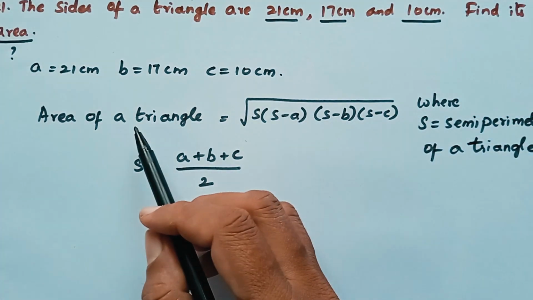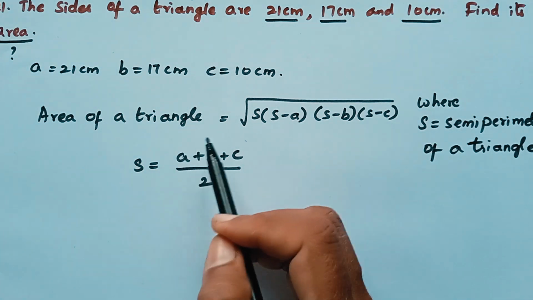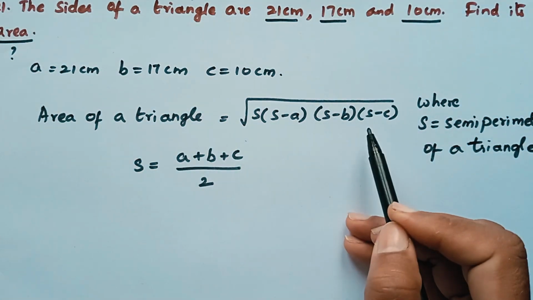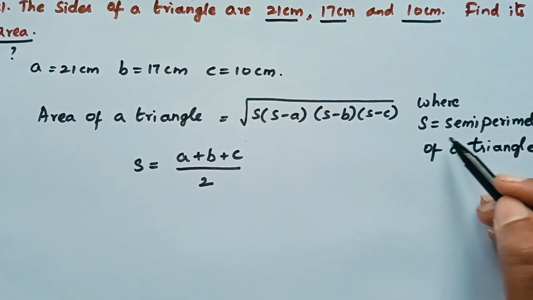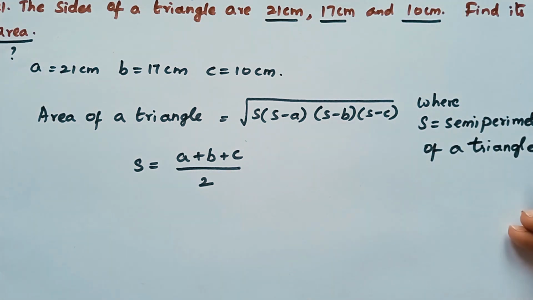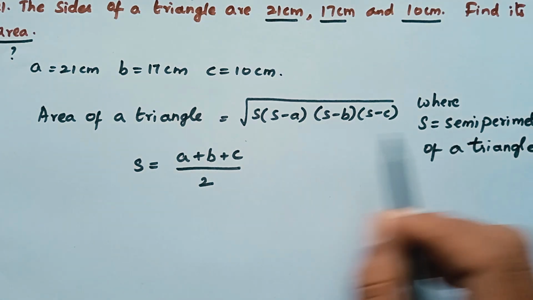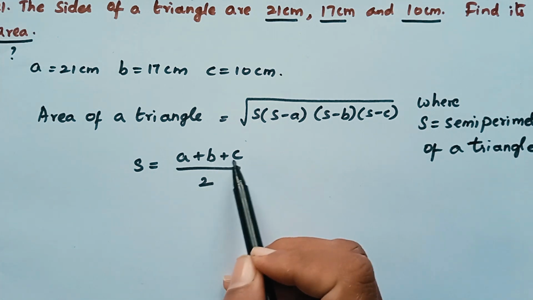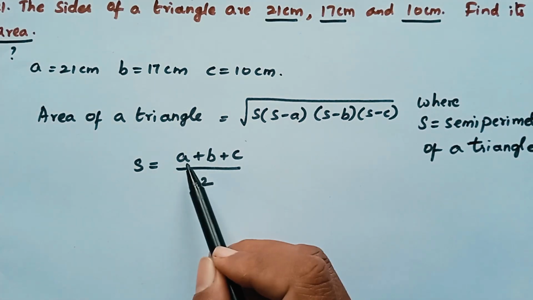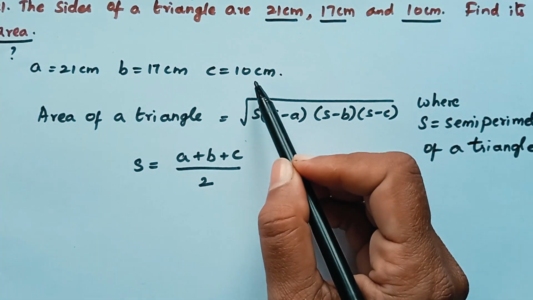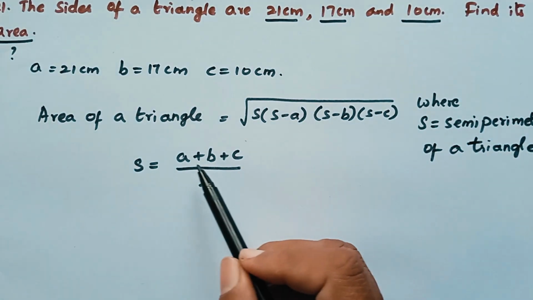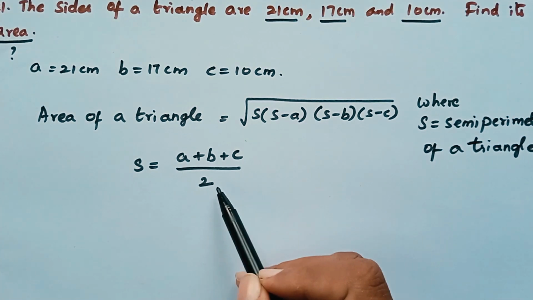So you have to use the formula: area of a triangle is equal to square root of S into (S minus A) into (S minus B) into (S minus C). Here S is nothing but the semi-perimeter of a triangle. To find the semi-perimeter, just add all the sides A plus B plus C and divide by 2. If you add all the sides, you will get the perimeter of a triangle, but we want the semi-perimeter. So S is equal to (A plus B plus C) divided by 2.